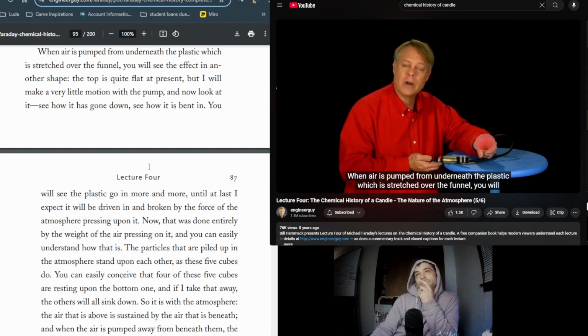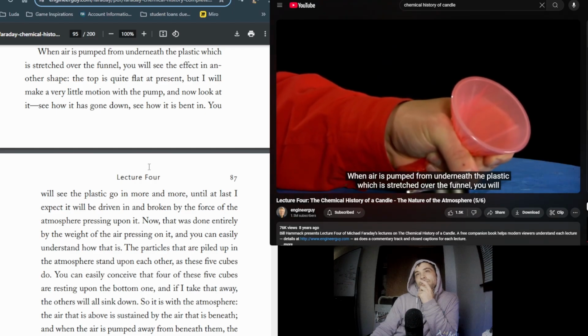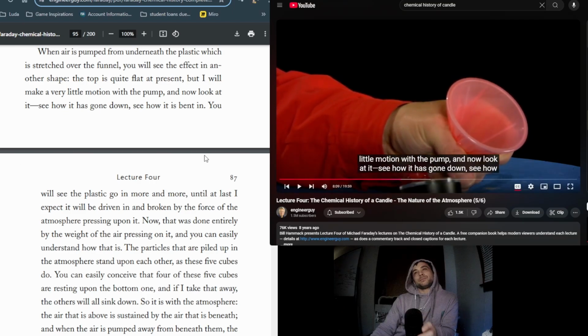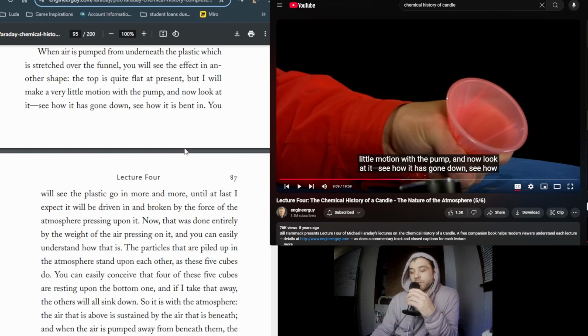When air is pumped from underneath the plastic, which is stretched over the funnel, you will see the effect in another shape. The top is quite flat at present, but it will make a very little motion.